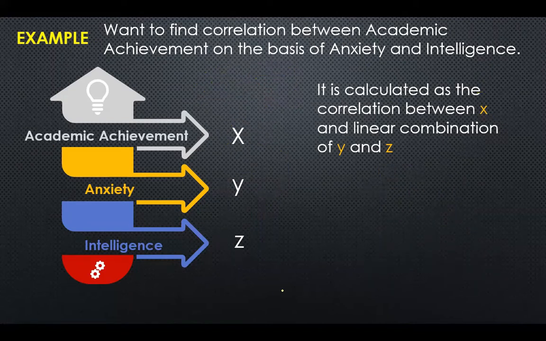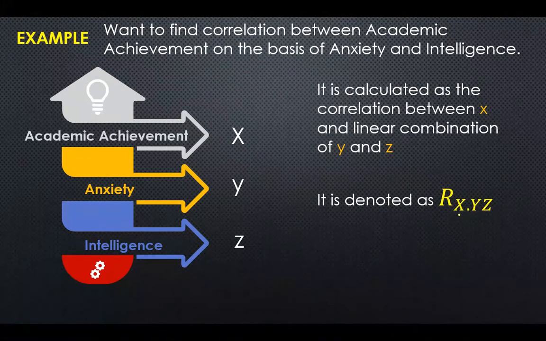Okay. So now what is the other thing you have to note down here? It is denoted as RX.YZ. Now X dot, that means we are just finding out the correlation of X based on YZ. So linear combination of the next two I'll take, then I'll find out the correlation. Don't worry too much about this linear combination and all. We'll be having a formula for this. So always that formula is to be replaced and found out.